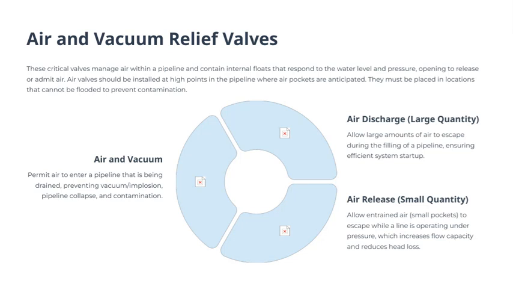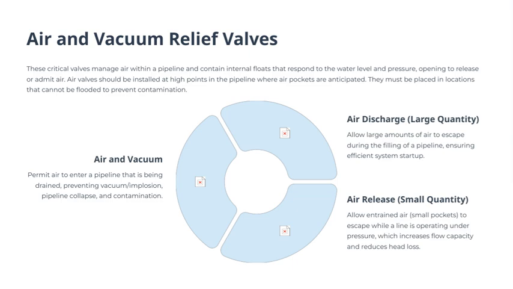Let's talk about the role of air release and vacuum valves in pipeline systems. First, allowing entrained air, which are small pockets of air trapped in the flow, to escape while a line is under pressure is crucial. This process increases the flow capacity and helps reduce head loss, making the system more efficient. When the pipeline is being filled, it's important to allow large amounts of air to escape quickly. This ensures a smooth and efficient startup, preventing any delays or issues.